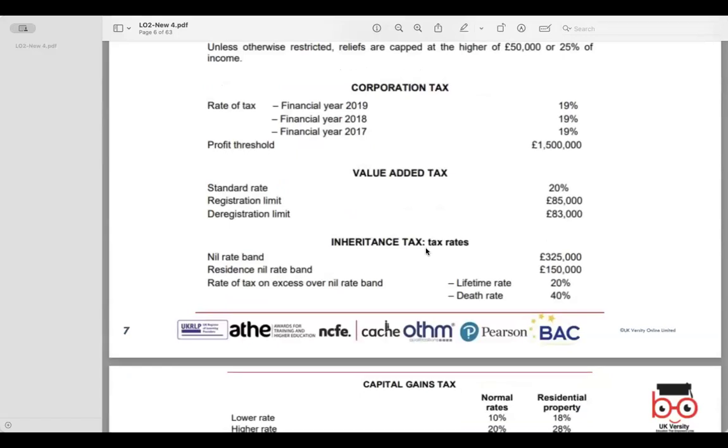Inheritance tax. Inheritance tax is a tax on the estate, the property, money, and possessions of someone who has died. The nil rate band is £325,000, and there is a residential nil rate of £150,000. The rate of tax on the excess over the nil rate band is 20% for lifetime gifts and 40% for death.